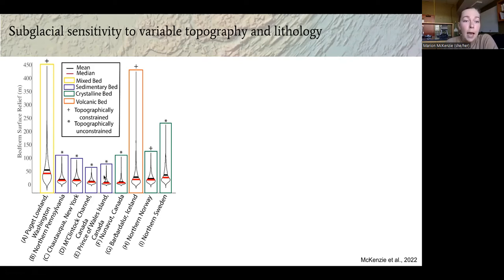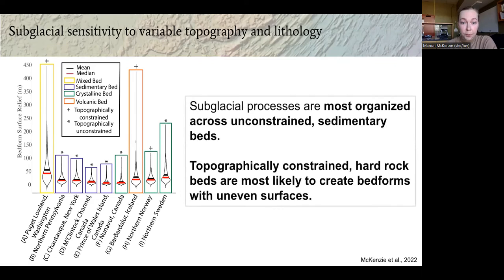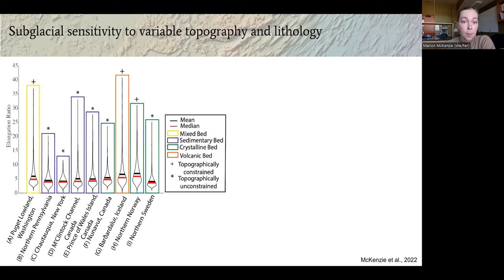However, if we look at our sedimentary bed systems that are topographically unconstrained, all of these sites are creating bedforms that have low surface relief, indicating that there are even subglacial processes occurring across the landscape. And this would mean that these types of sites induce organized subglacial flow. So again, subglacial processes are most organized in these unconstrained sedimentary beds, while the topographically constrained hard rock beds are most likely to create bedforms with uneven surfaces.